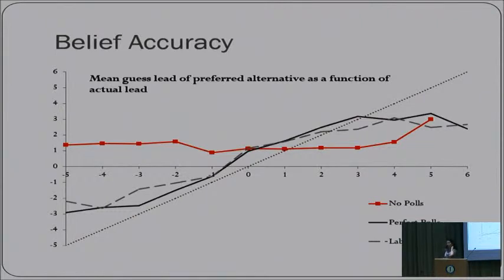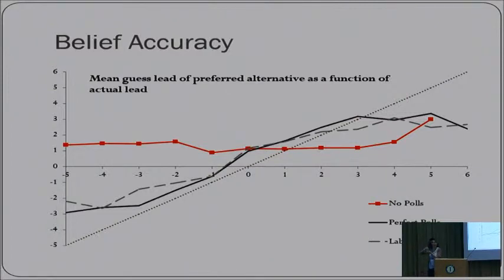All right. Now, you might worry that what's driving this is not so much how they respond to their beliefs, but rather that their beliefs are somehow screwed up. So it might be that they just have very screwy beliefs, and then they somehow correct for that in their behavior. So what I'm showing you here is the mean guess lead of the preferred alternative as a function of the actual lead. Okay? So for any actual lead, I'm drawing here the mean guess of the lead.